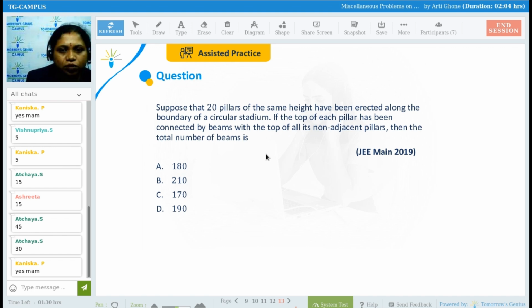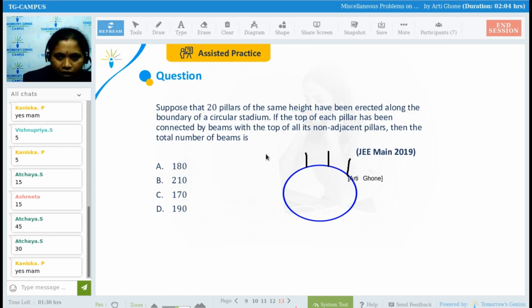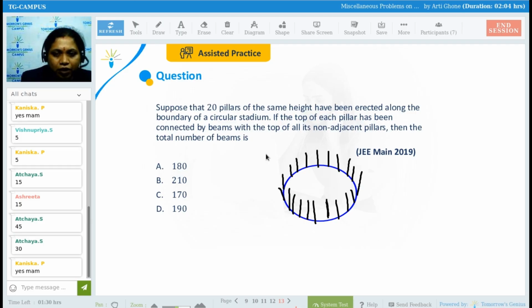See, there is a circular stadium. 20 pillars are there on the circular stadium: 1, 2, 3, 4, 5, 6, 7, 8, 9, 10, 11, 12, 13, 14, 15, 16, 17, 18, 19 and 20. Clear? This is the geometry. 20 pillars of the same height are erected along the boundary of the circular stadium.